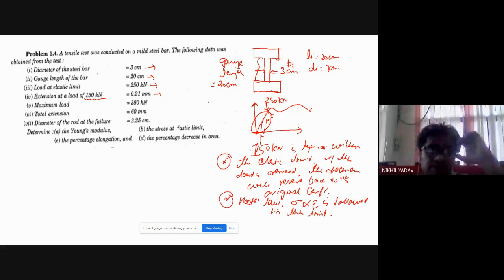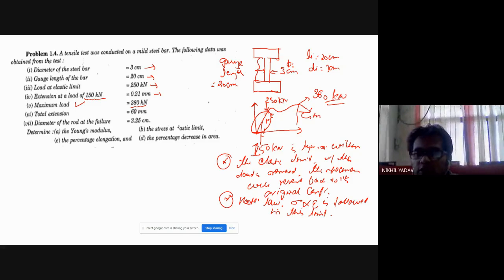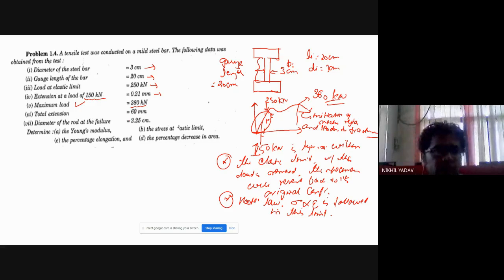Now the maximum load is 380. It means this maximum load is here, the maximum load, 380 kilonewton. After that, there will be the initiation of the necking region, leading to fracture. Next, total extension is 60 mm.